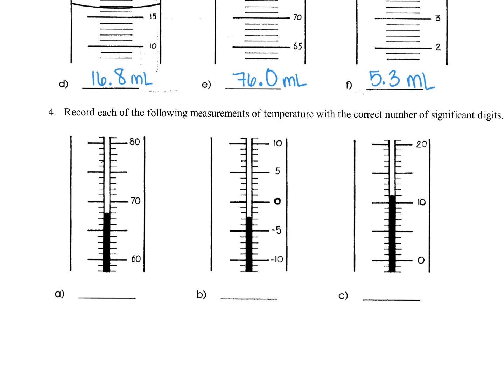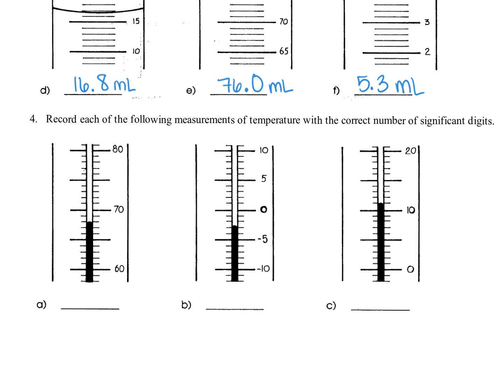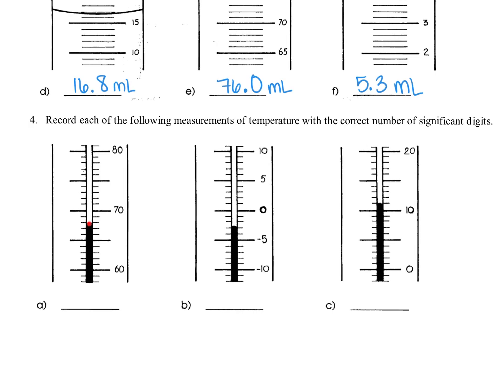Okay, so these next 3 are thermometers. Pretty much the same thing. When we read them this time, you're going to read the top of the black line. If it's curved, you'll read the top of the curve. So same strategy. If this is 60 here and this is 70 here, what does each individual line represent? Okay, 1. And so where does it look like the top of this black line reads? 68. Does it look like it's exactly 68? Yeah. Okay, so if it's exactly 68, it's got to be 68.0. And temp will be in degrees Celsius.